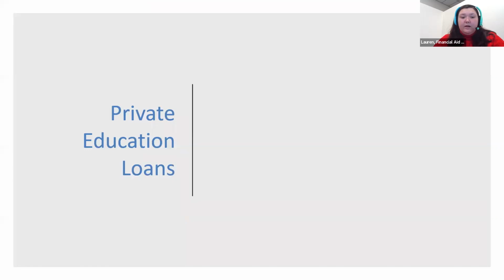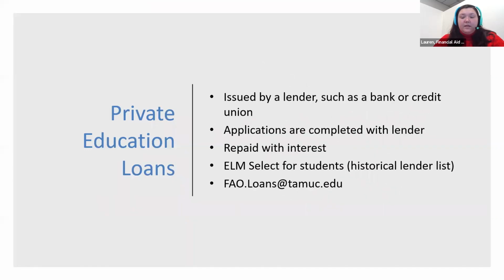We also have private education loans. If you don't receive a scholarship or you need additional funding to help you pay your balance, you are welcome to look into a private education loan. These loans are issued by a lender, such as a bank or a credit union. They are outside of our institution, but they can send the funds to us. So you would apply with the lender.